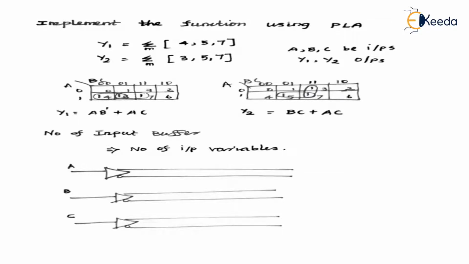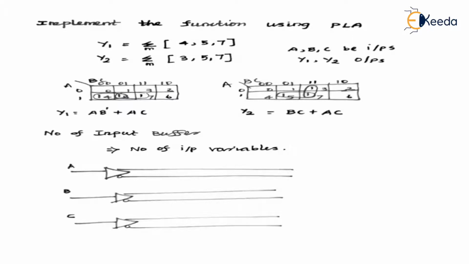Y1 and Y2 are given as your outputs. So you have to implement Y1, which is summation of minterms 4, 5, 6, and then Y2 is given as 3, 5, 7. They have given A, B and C as your inputs and Y1 and Y2 as your outputs. So now, the first step is you have to frame a Boolean expression for your function. How many Boolean functions do we require? We require 2 Boolean expressions, one for each of my outputs.